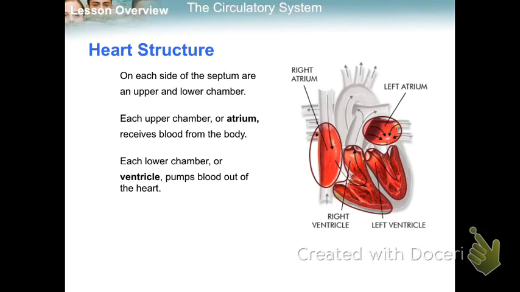Of the 4 chambers, the upper chambers are called atria, singular is atrium. These receive blood from the body, just like an atrium in a building receives people into it. The bottom chambers are called ventricles. They are in charge of pumping blood out of the heart.